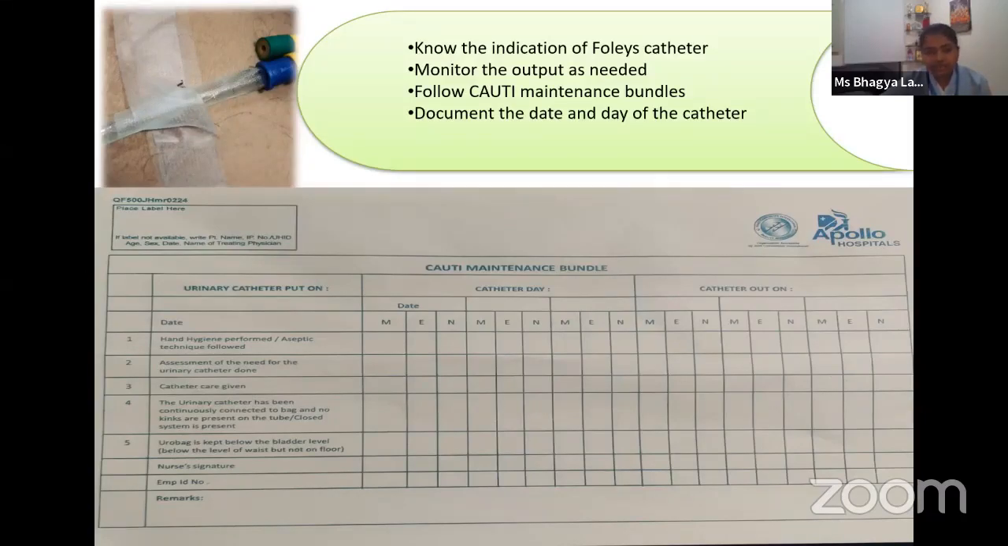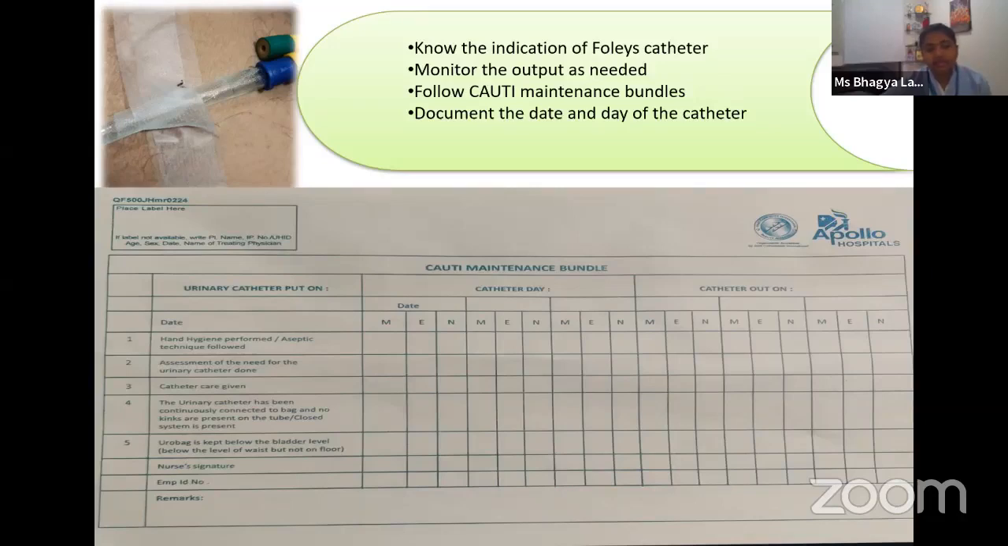As I've said, CLABSI bundle, any bundle, hand washing. Again, I'm repeating, hand washing of 6 steps and 5 moments of hand hygiene are important in preventing all types of infection in any ICUs or the wards in the hospital. When it comes to the CAUTI bundle, the catheter associated urinary tract infection maintenance bundle, hand hygiene is the first thing. Then assessment of the need for the urinary catheter.